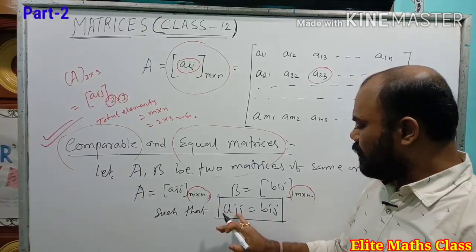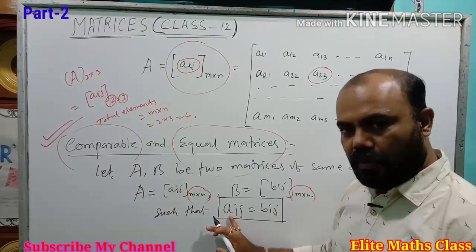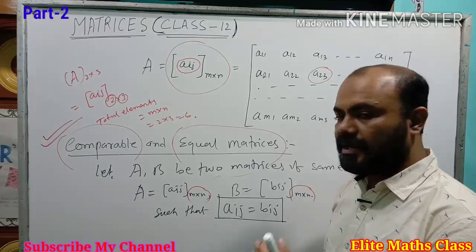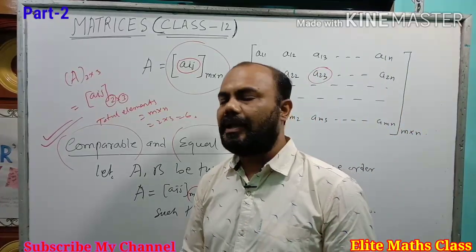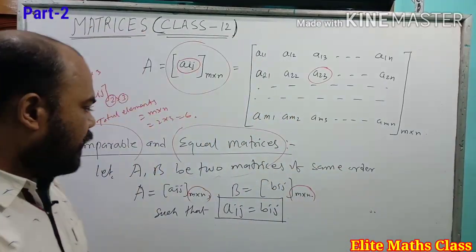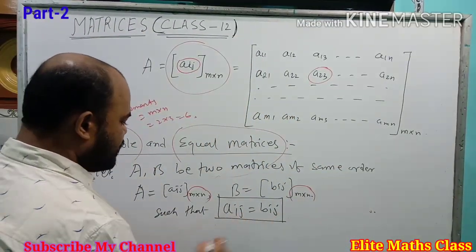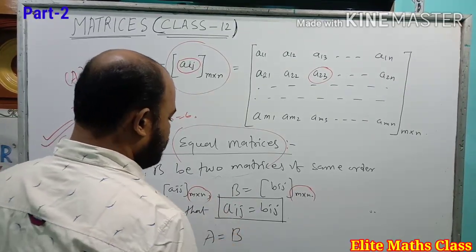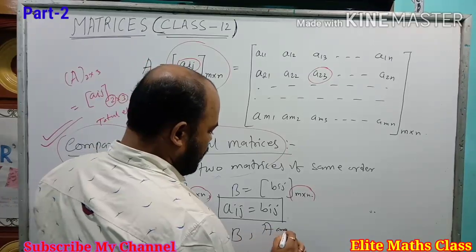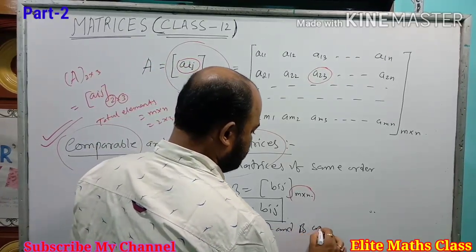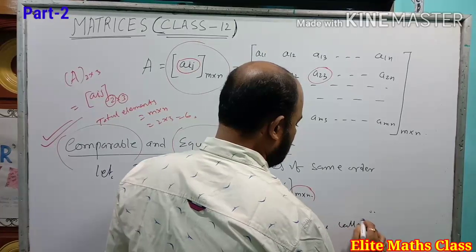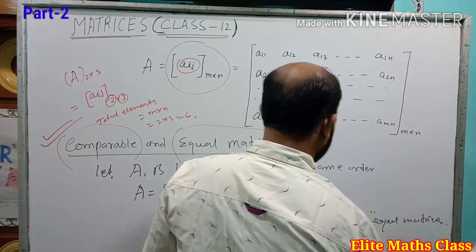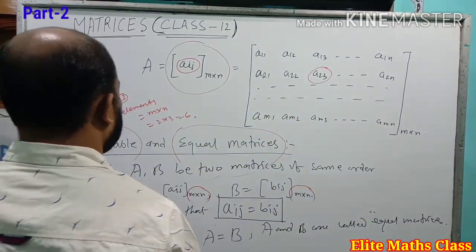That means if A11 equal to B11, A23 equal to B23, etc., if the corresponding elements are also equal, then the two matrices are said to be equal, and we write such that Aij equal to Bij. In this case, A and B are said to be equal, and we write A equal to B. A and B are called equal matrices.